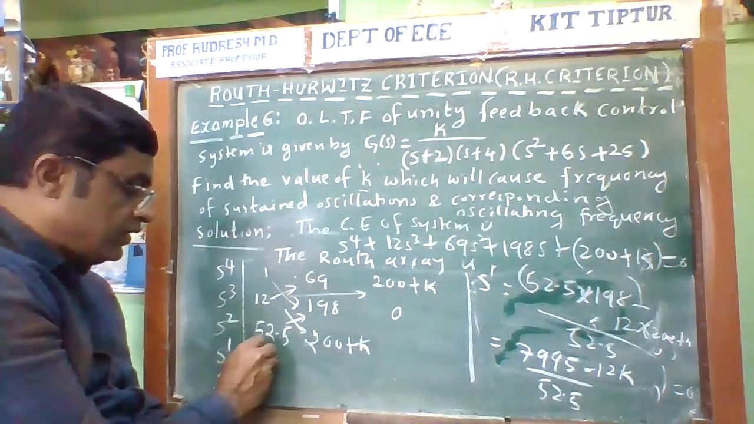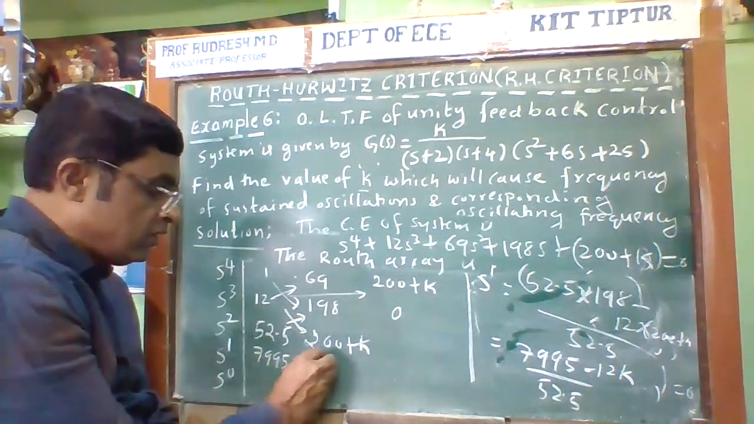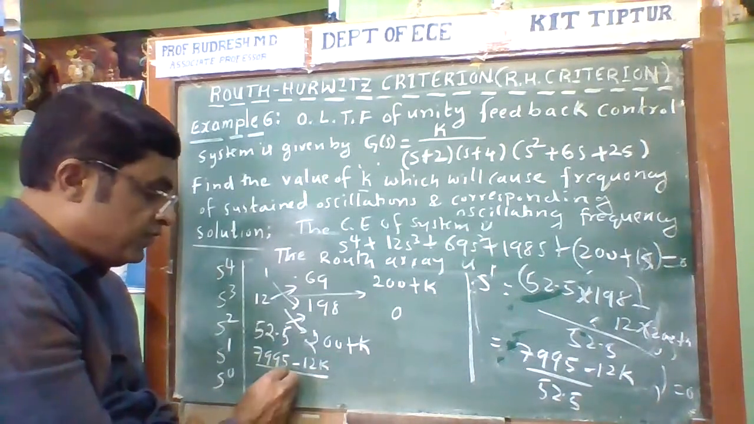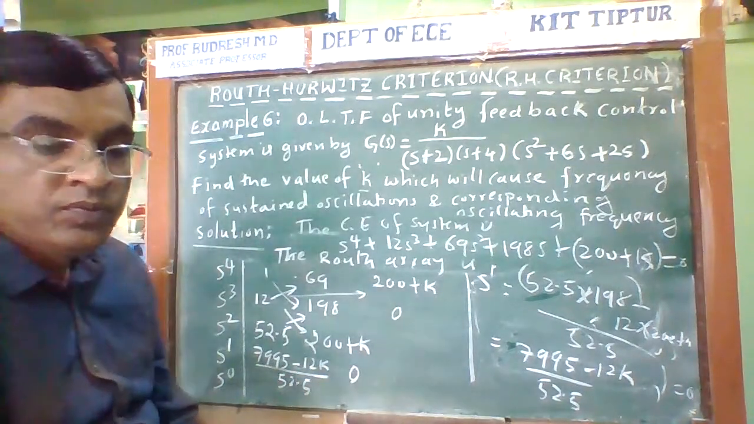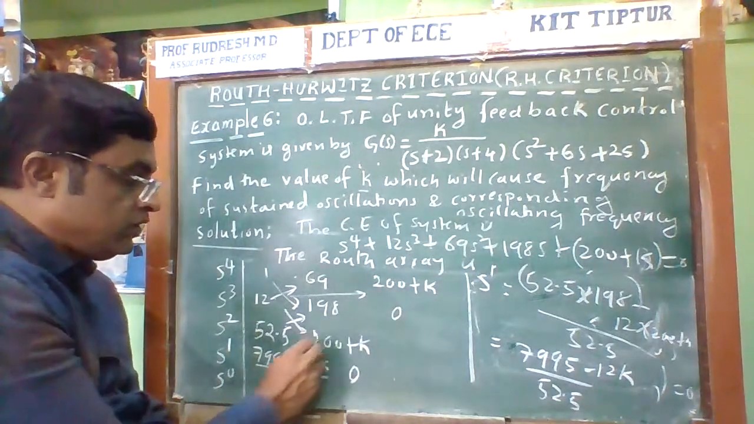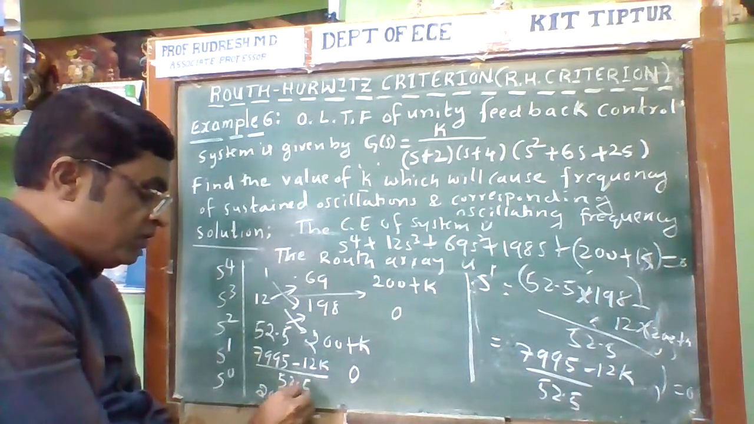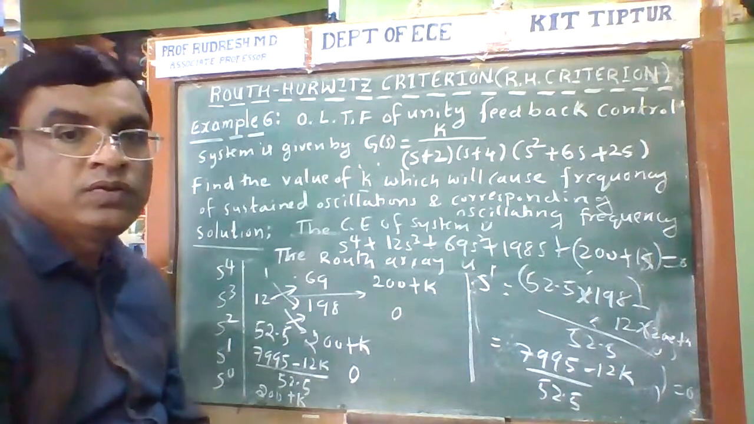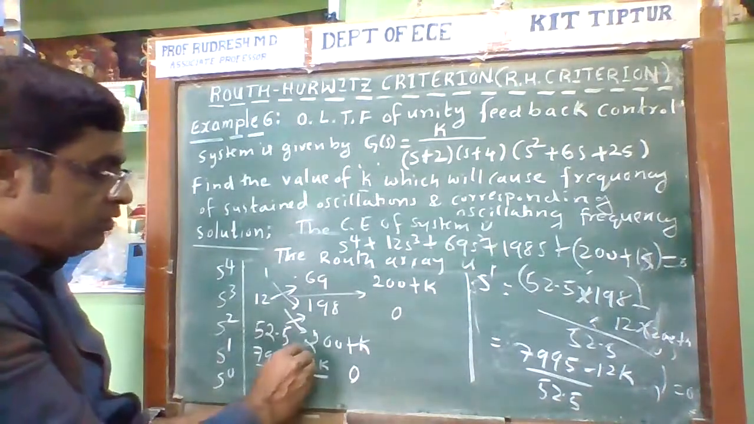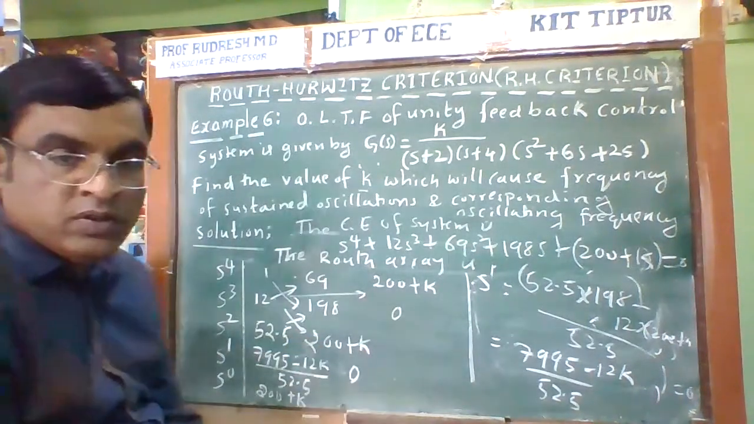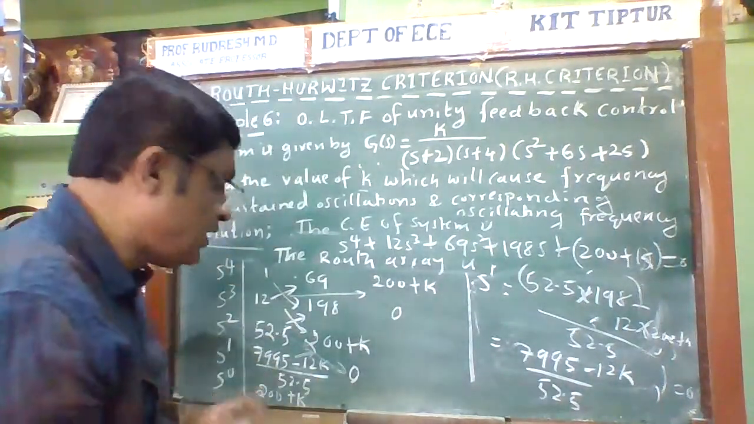Now this is the value (7,995 minus 12k) divided by 52.5. Now this is 0, therefore the last element. Now this into this divided by this value is equal to 200 plus k. The same value can be obtained by multiplying this into this, minus this into this, divided by this. Therefore, we will get the same value.